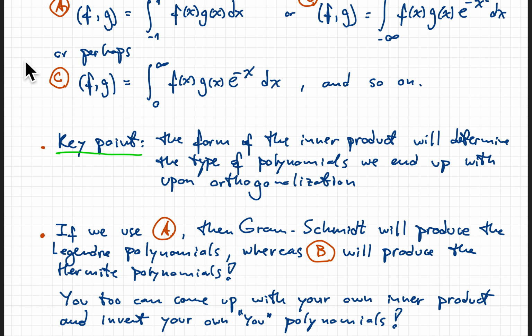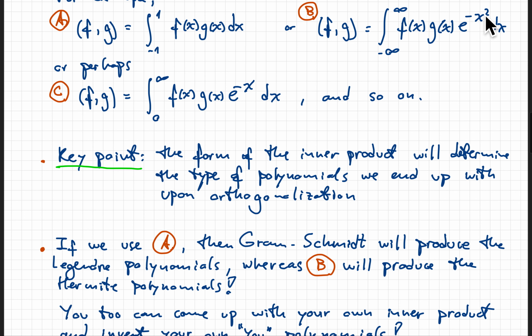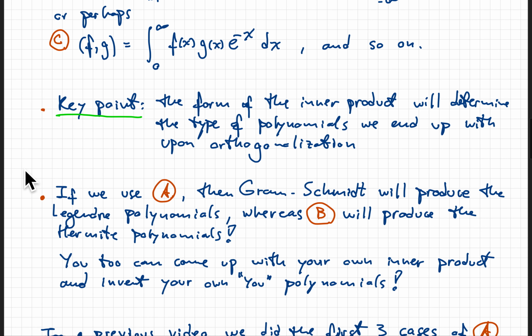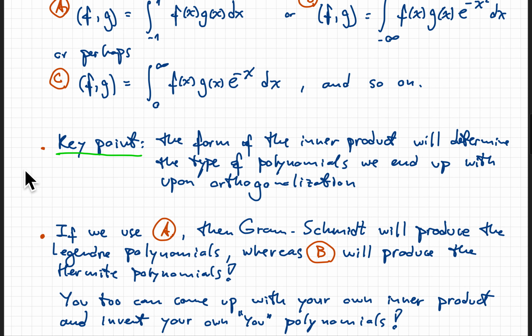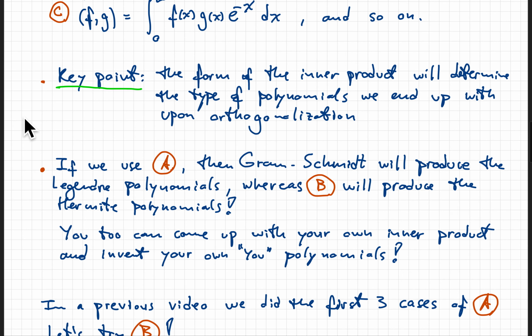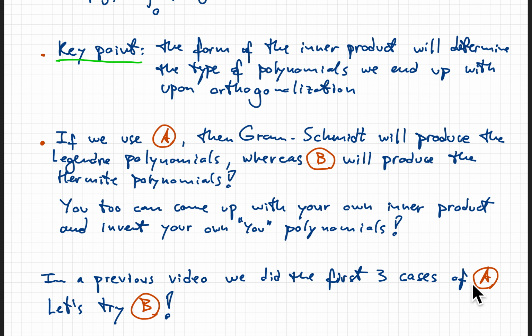On the other hand, if we choose B with the Gaussian factor, like this, e to the minus x squared, then we will produce the Hermite polynomials. And you can come up with your own inner product and invent your own polynomials. Okay, there's nothing preventing us from doing here e to the minus x to the fourth, for example. Maybe the integral would be difficult, but in principle you could do that and you could see what you get. Now, in a previous video, we did the first three cases of A.